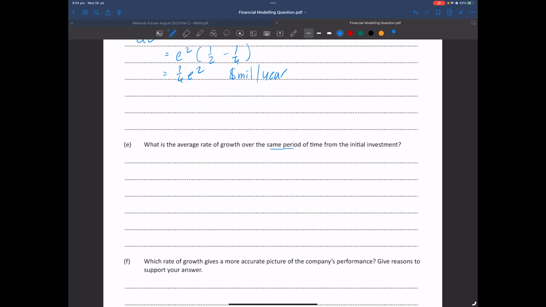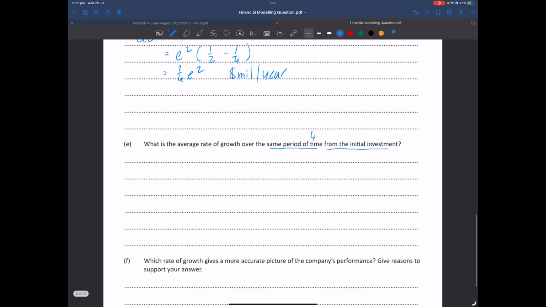Okay, what is the average rate of growth over the same period of time from the initial investment? That effectively means up to 4 years from the initial investment, which would be from year zero. So what we need to do is determine that average rate of growth.